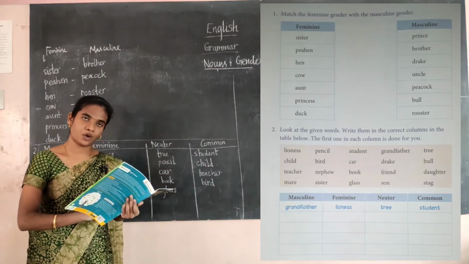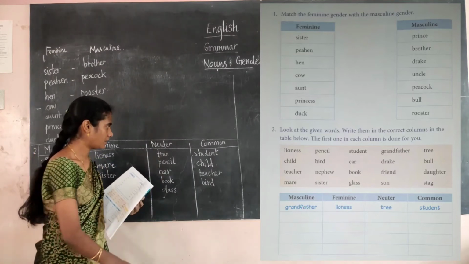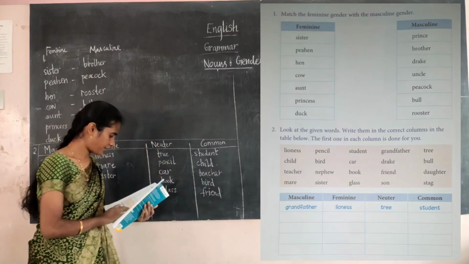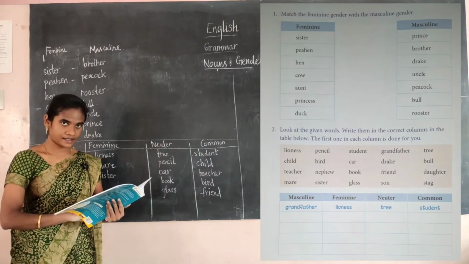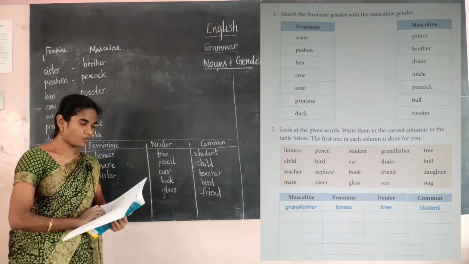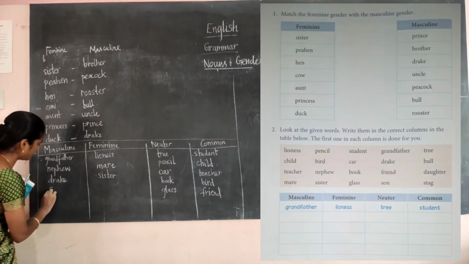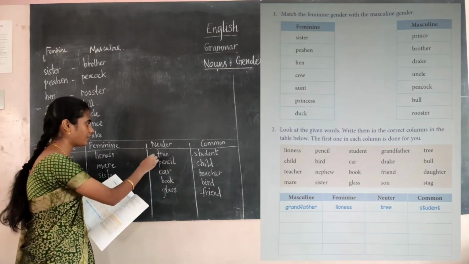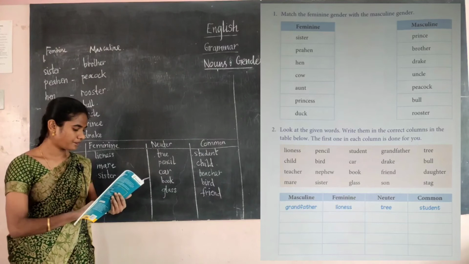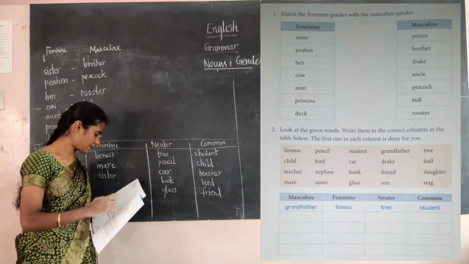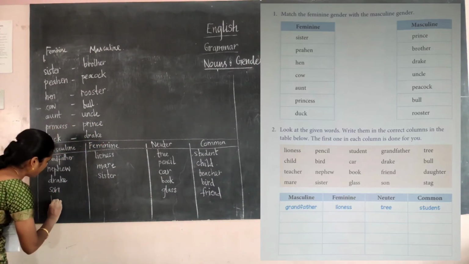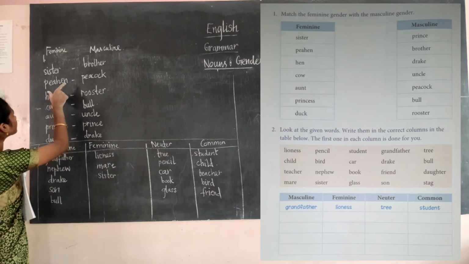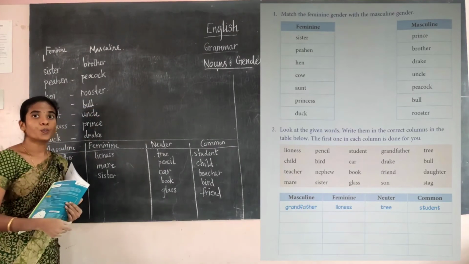Then friend. It may be a boyfriend or girlfriend. It's a common gender. Then son. Son comes under the masculine. And tree, they have already written in the neuter gender. Then bull, it comes under the male only. The female is cow and the male one is the bull.